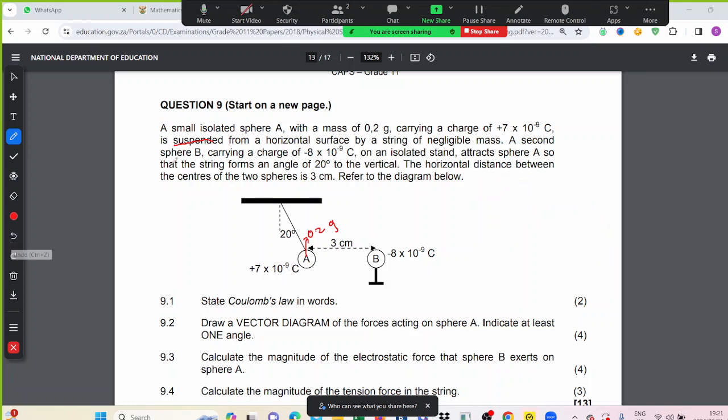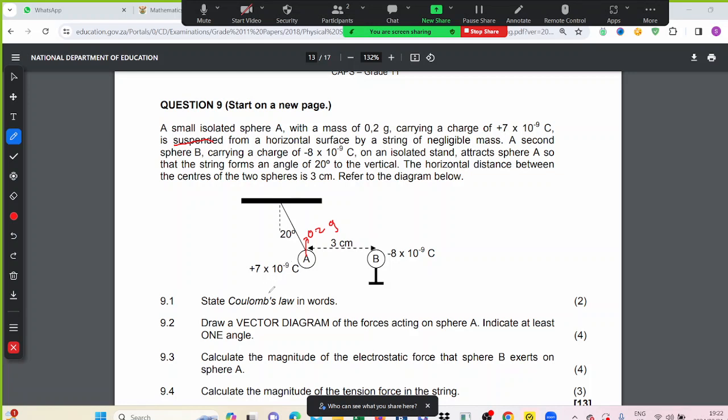Yes. Okay, and then the horizontal distance between the centers of the two spheres is 3 centimeters. Then refer to the diagram below. So you are given the diagram, and then you stated the Coulomb's law, which is fine. A force of attraction or repulsion is directly proportional to the product of the charges and inversely proportional to the square of the distance between them. That is the Coulomb's law.